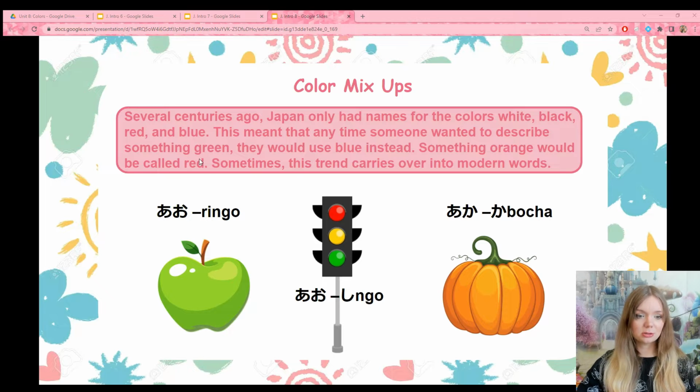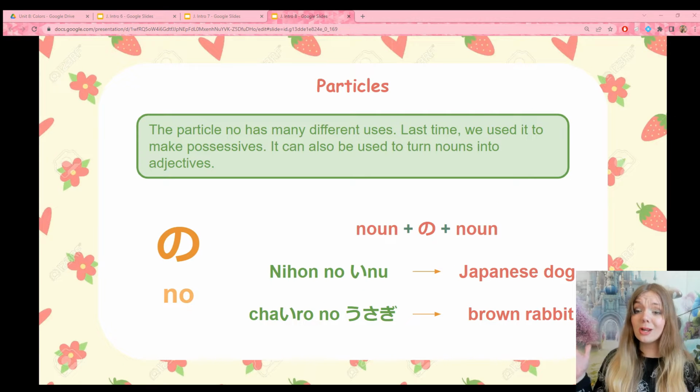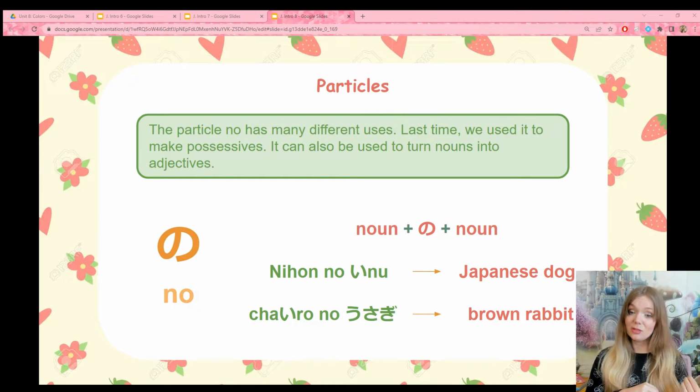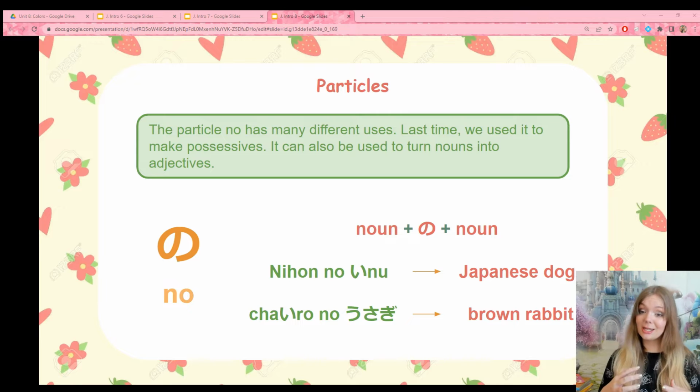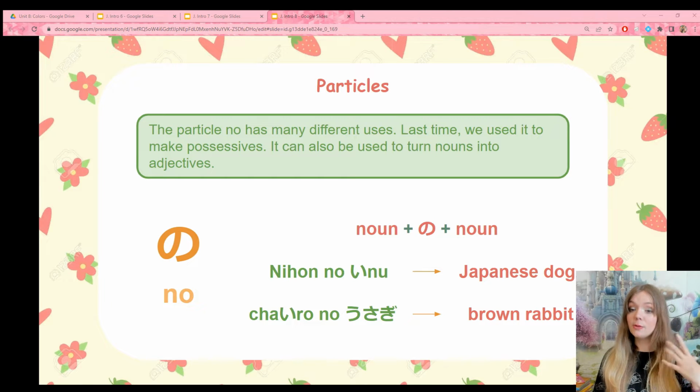Anyway, moving on. We have the particle no again. If you remember, last time I said that it has many different uses. First we practiced using it as a possessive, but it can also be used to change nouns into adjectives. We've done this already using countries, right? We took American, Americano, Japanese, Nihon no. But we can do this with other nouns too.